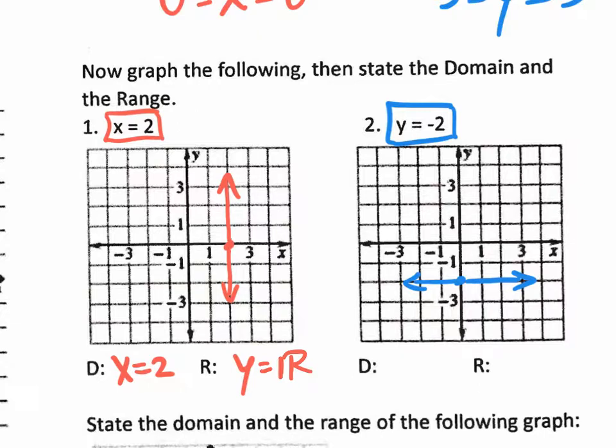How about the blue horizontal line? What's the domain on that guy? Okay, now it's very important that we put x equals all real numbers. You have to state that it's x. Remember, domain is x, range is y. How about the range? What's the range? Y equals negative 2, right?